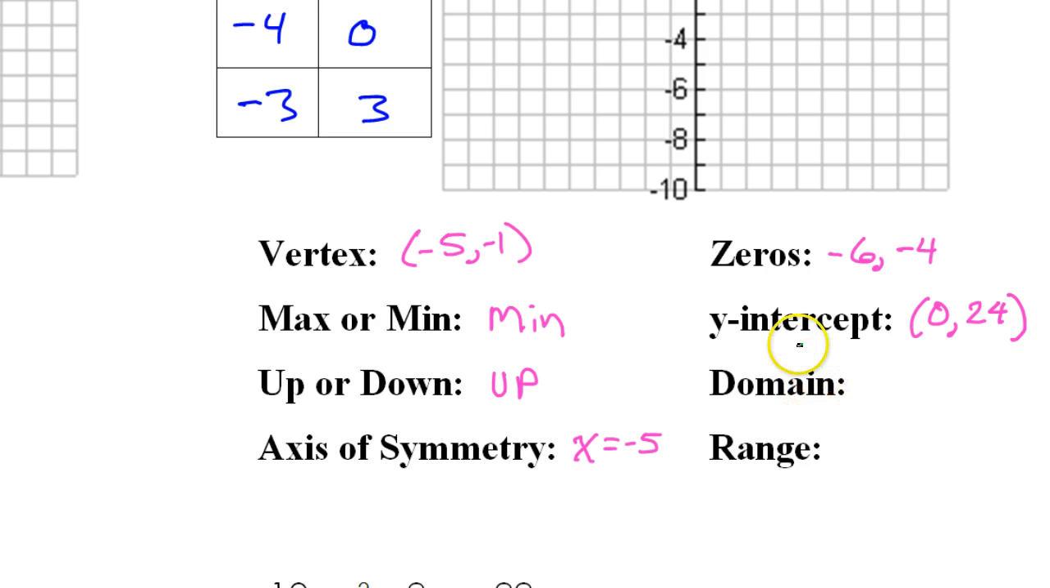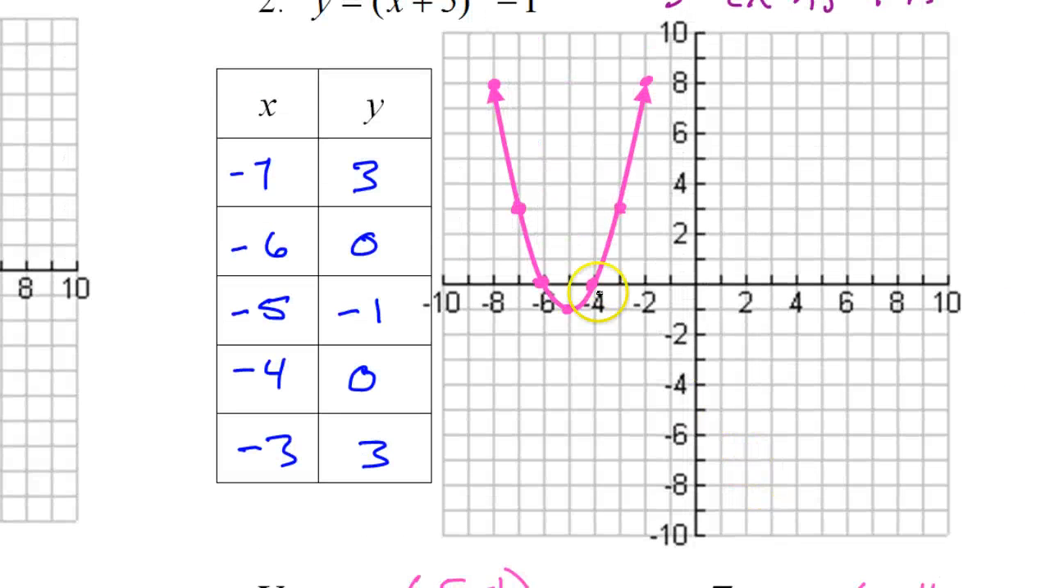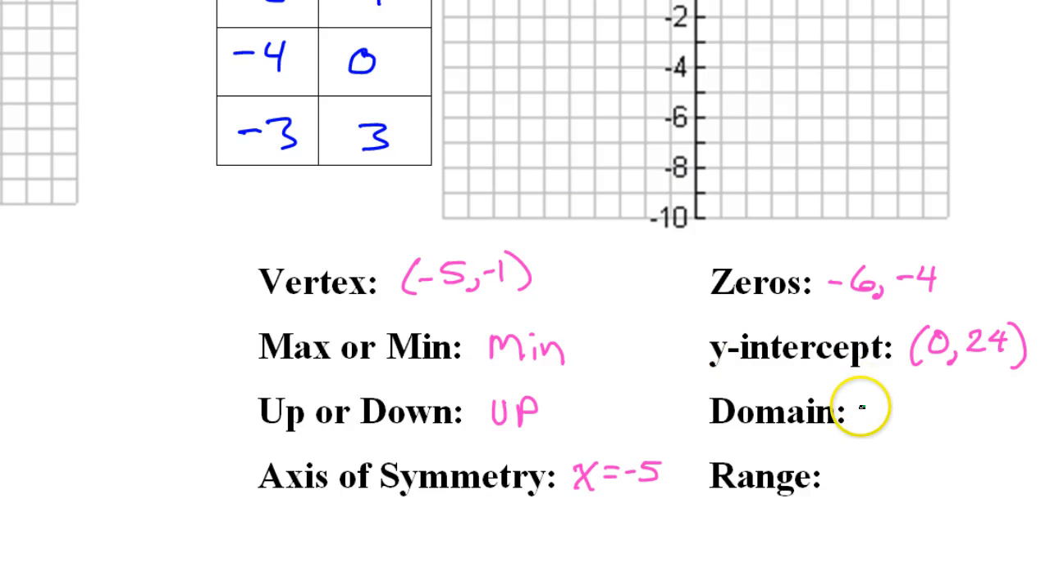Okay, the domain. The domain is the x values. This graph goes to the left forever and to the right forever. So that'll be negative infinity to positive infinity.